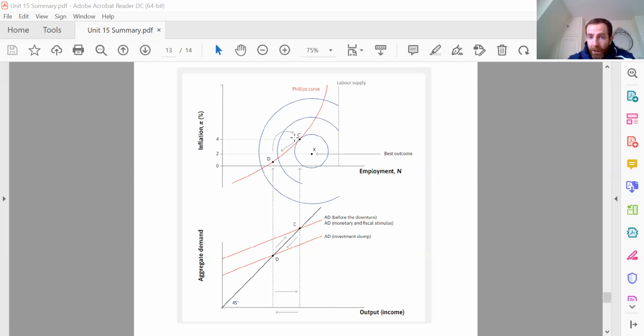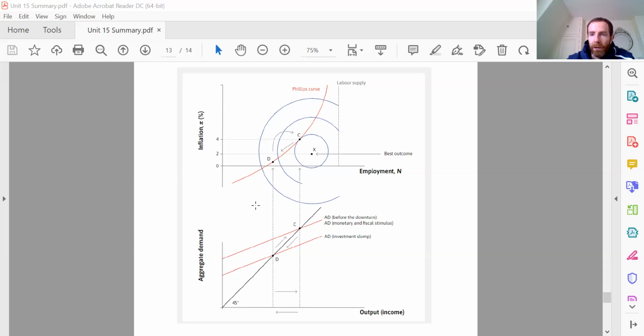So that's going to mean, in terms of this Phillips curve, a shift along to this point here, where now there's a higher level of unemployment and also some lower inflation. Now, this is away from where the policymaker wants to be, right? You can see we're getting further and further away from this best outcome.